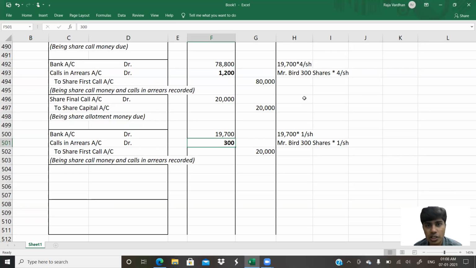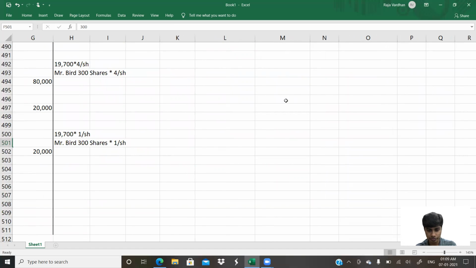Perfect. So with respect to Mr. Bird, who owns 300 shares, he has paid the application money, he has paid the allotment money. How much did he not pay? He didn't pay the first and final call money. Come on, let us write here.